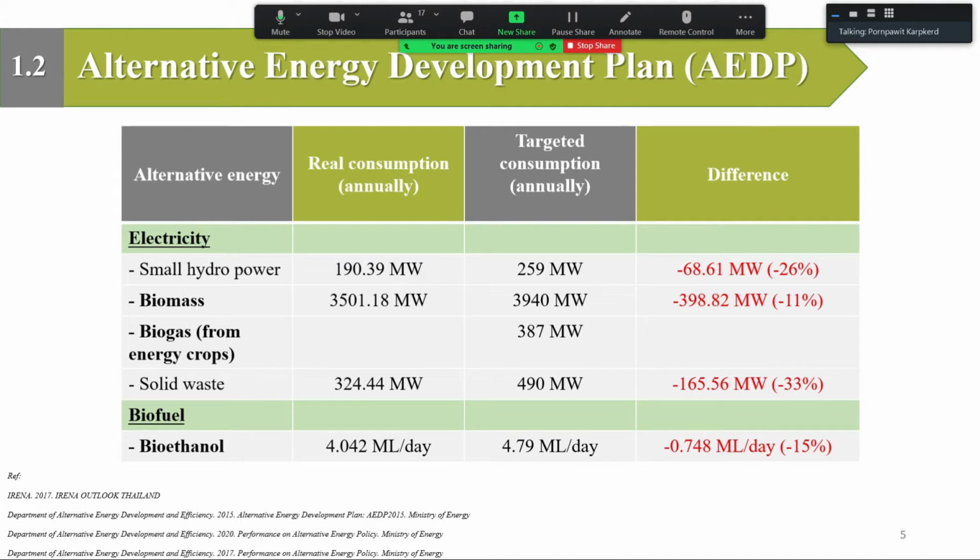For this year, 2021, it also has the target consumption, as shown in this column of the table. But if we look at the real consumption here, we can see that Thailand hasn't reached the goal yet. We can see the difference between the real consumption and the target in the last column here. For this reason, I decided to investigate why Thailand hasn't reached the goal in these alternative energies.